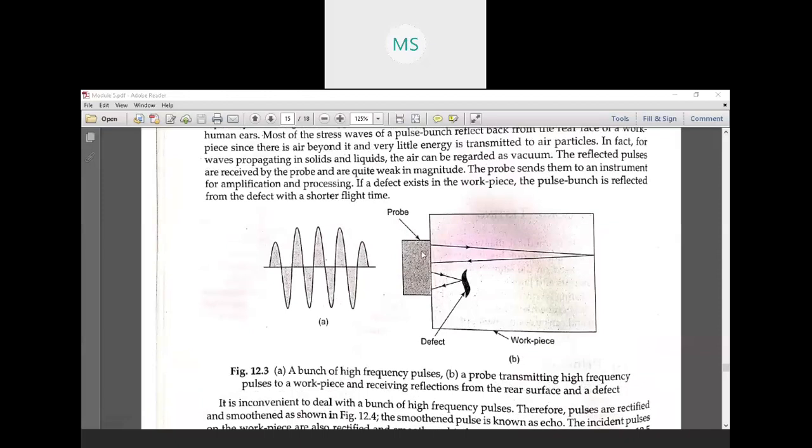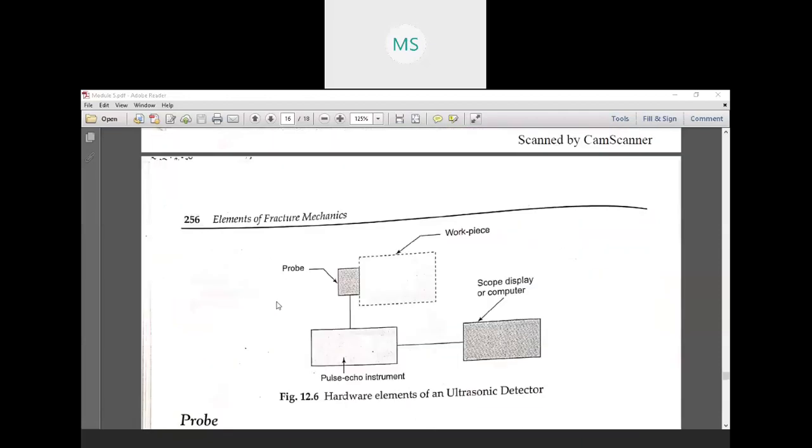We are transmitting high frequency pulses to a workpiece and receiving reflection from the rear surface and a defect. It's written clearly: probe transmitting high frequency pulses to a workpiece and receiving reflection from the rear surface and a defect. So nothing new. This we have already discussed.